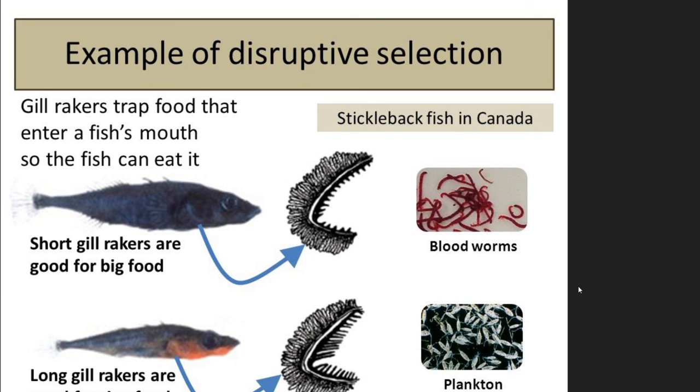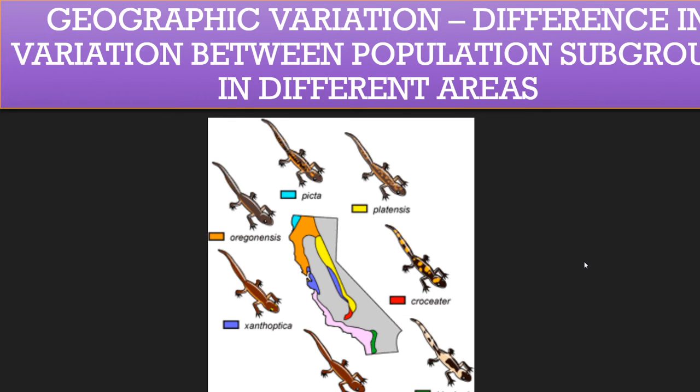Some of the examples we've seen are with sticklebacks. This is one of the videos that I had for you guys to watch last week. Basically what we find out is that sticklebacks diverged from each other into two different forms. One that feeds on larger food and one that feeds on smaller food by filtering it out of the water around them.